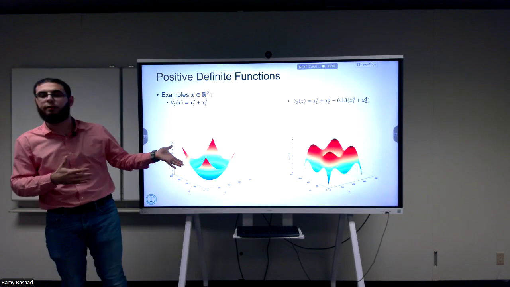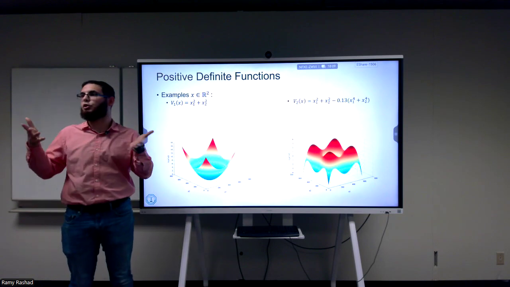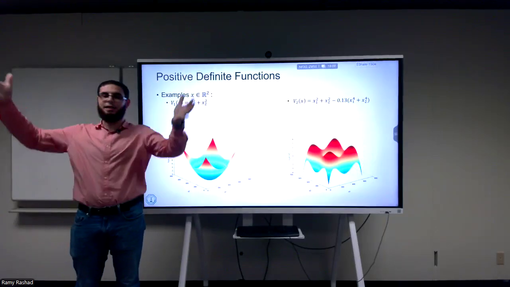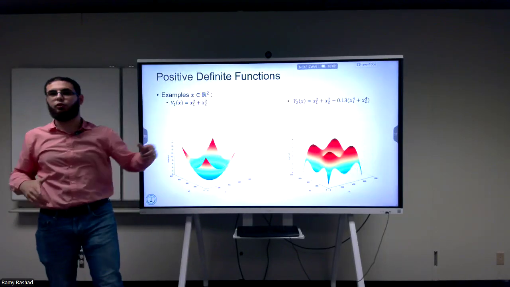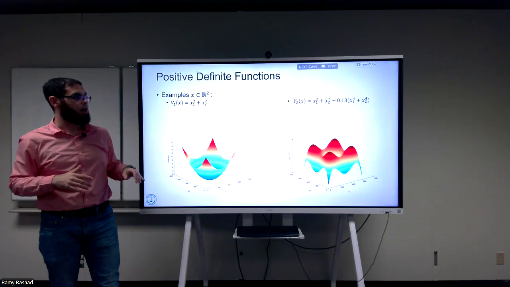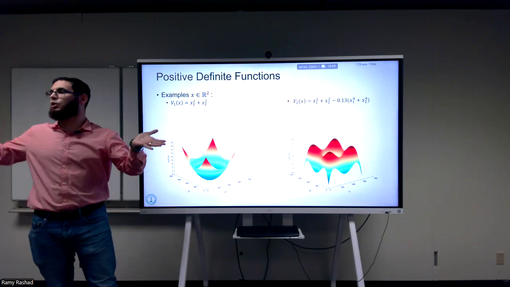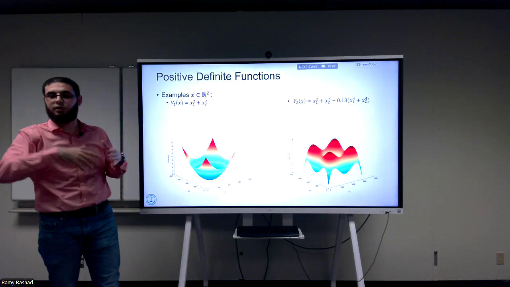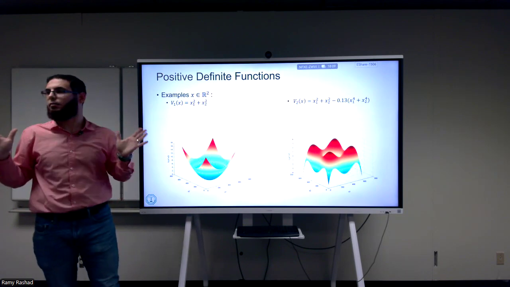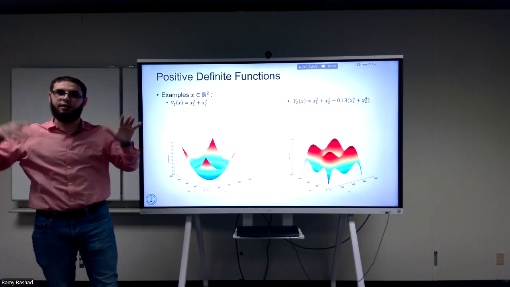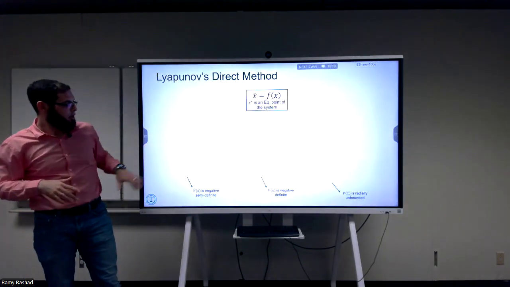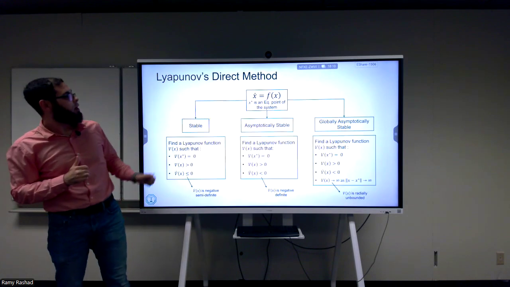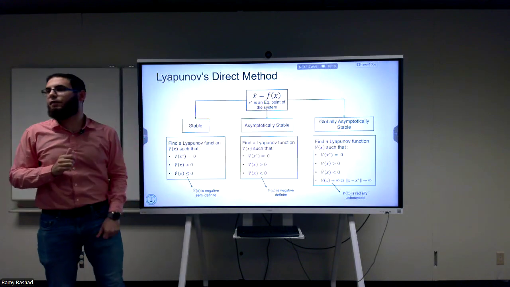This is how it looks for a function of two variables, x1 and x2. Again, the parabola just extends everywhere. And this is the same function that we're talking about, but as a function of x1 and x2. And of course, you can generalize this to k-dimensional vectors or variables. You cannot visualize it anymore, but the same idea holds. So Lyapunov's direct method says the following.